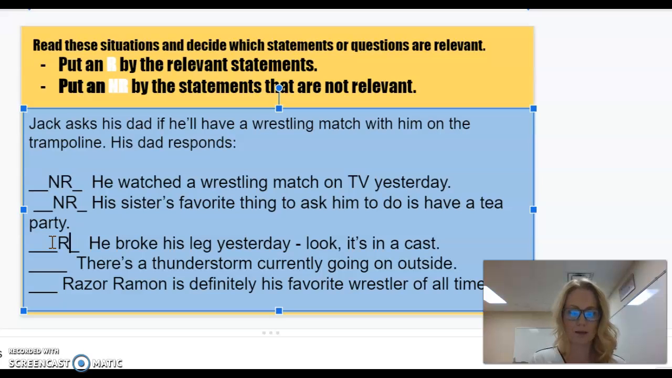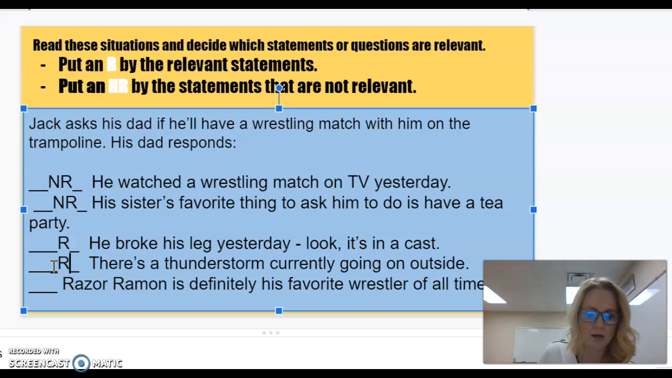The next statement, there's a thunderstorm currently going on outside. Again, this really isn't about wrestling, but if Jack wants to wrestle on the trampoline, a thunderstorm would put a damper on those plans. So again, I'm going to type an R right here.